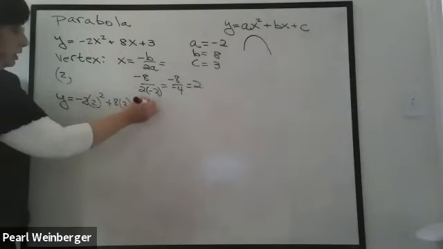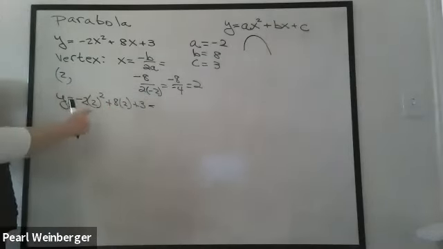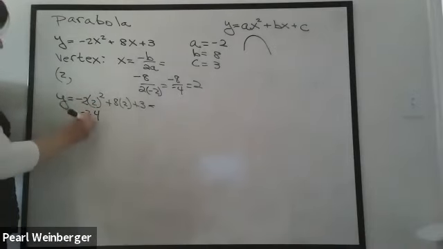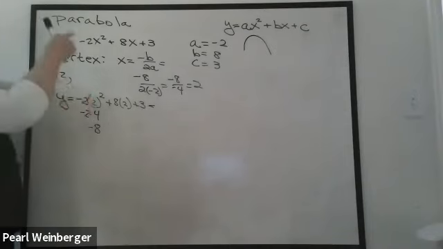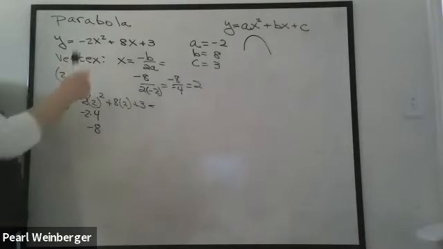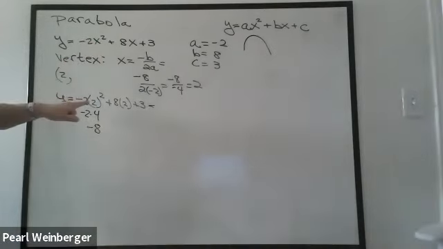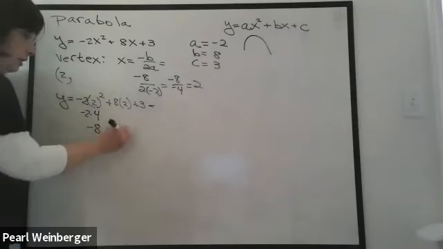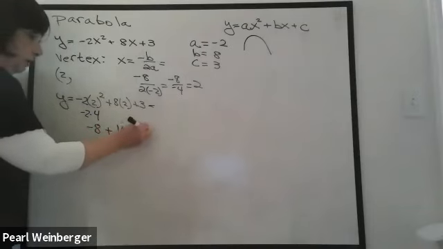Now you could do this on a calculator, but I'm going to do it in my head. Remember, when you're doing something like this, you first square. So 2 squared is 4. And I have to do -2 times 4, which gives me -8. Remember, only the x is squared. So you only square the 2. You do not multiply first -2 times 2. Order of operations. Then you do 8 times 2, which is 16. And then you do plus 3.